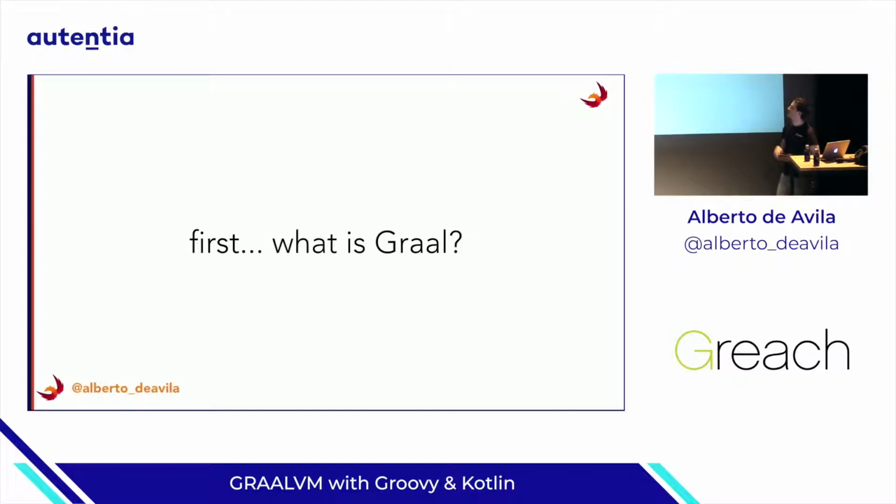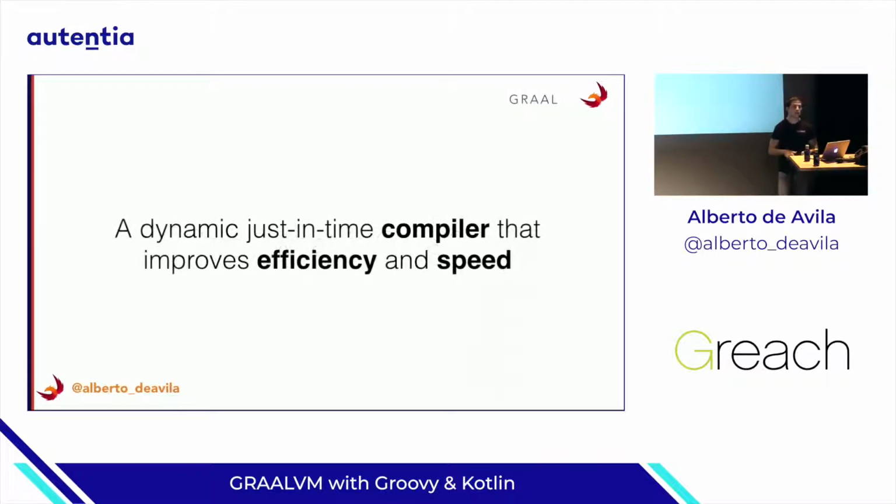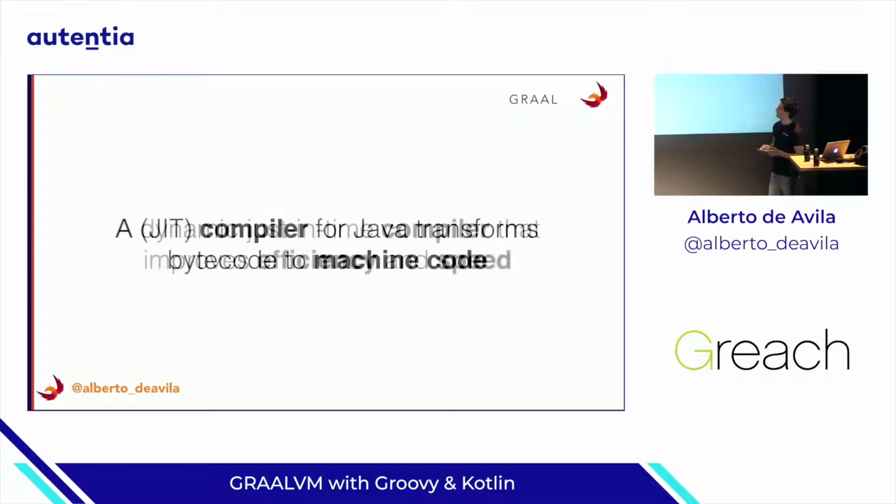But before I start talking about what GraalVM is, let's talk about what Graal is. Graal is a dynamic just-in-time compiler that improves efficiency and speed. But what is that just-in-time? A just-in-time compiler is a mechanism that transforms bytecode to machine code.